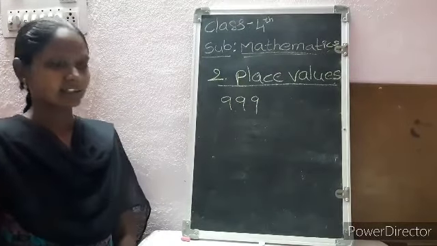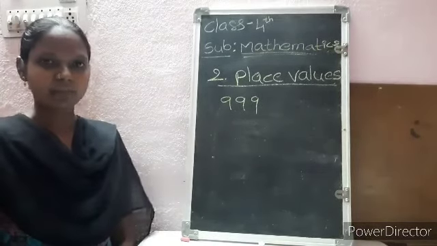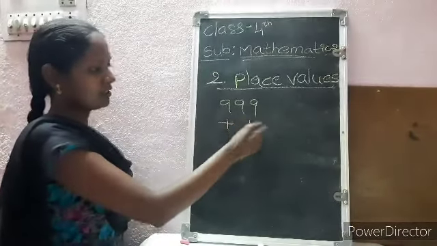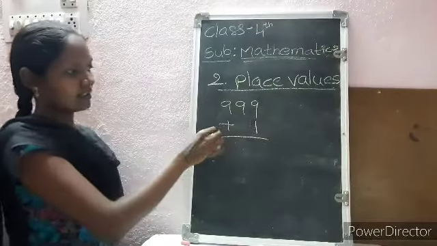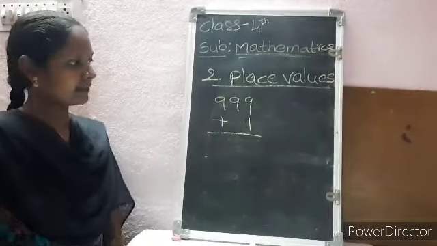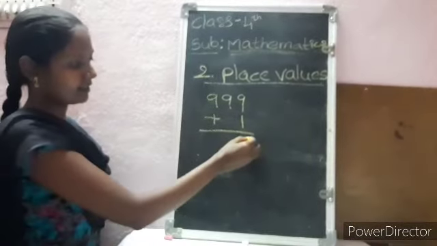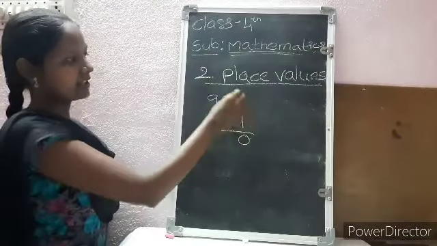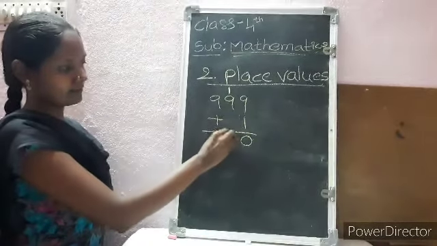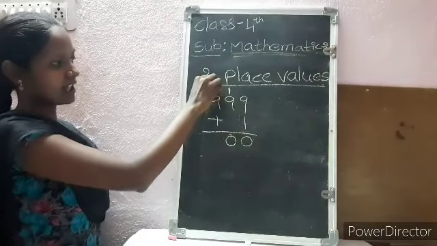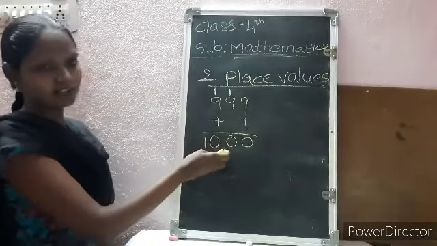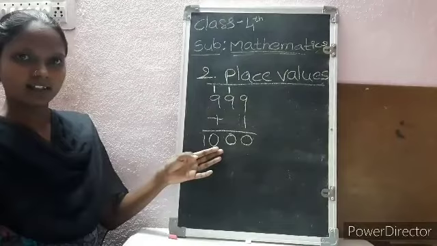Now we add plus 1 to this number. What will happen? I think you already know how to add the numbers. 9 plus 1 is 10, right? 1's place here, and the 10's place is carried to the next number. Here also the same. And here also 10. Now what happened? A 4-digit number is formed. What is that? 1000.